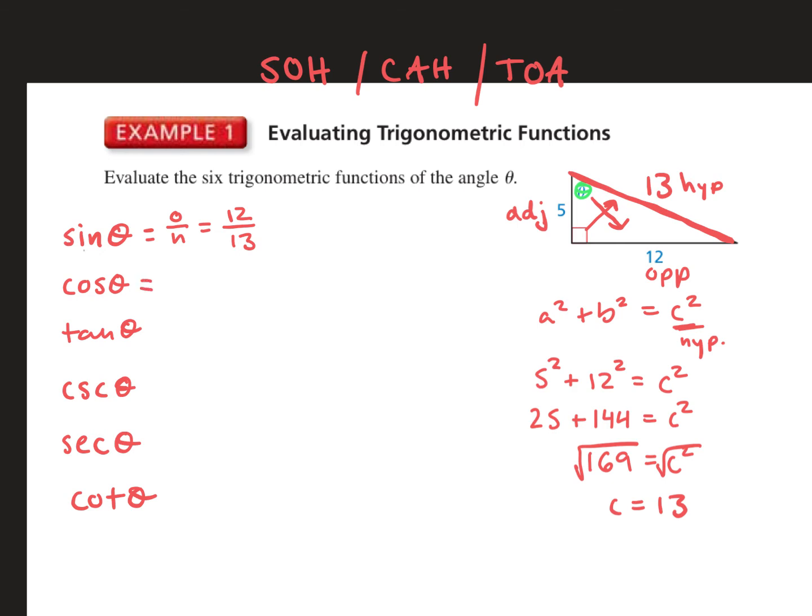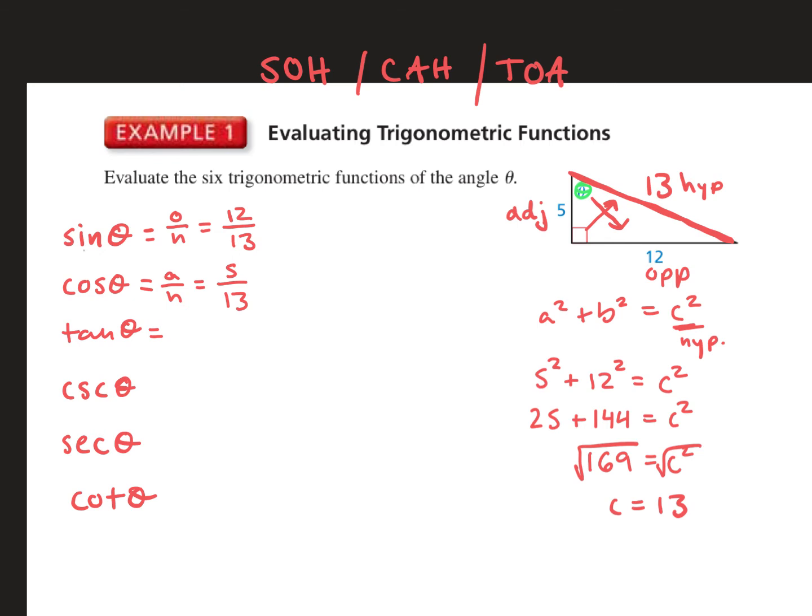Now let's find cosine. Cosine, in terms of adjacent, hypotenuse, and opposite, is what? Adjacent over hypotenuse. So what's our adjacent? 5, and what's our hypotenuse? 13. Now let's find tangent.